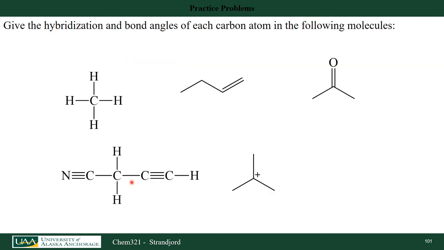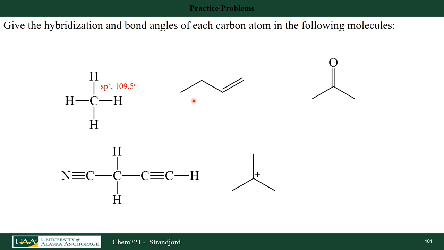Let's now do a practice exercise where we look at hybridization and bond angles for each of the carbon atoms in the following molecule. So this molecule, methane, if I look straight at that carbon in the middle here, I know that it is bonded to 4 different hydrogen atoms, all being single bond. So those have to be sp3 hybridized bonds. Each one of those is an sp3. Each of them is going to be at 109.5 degrees.